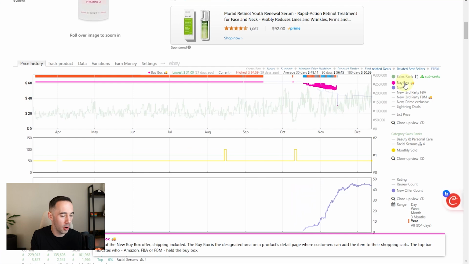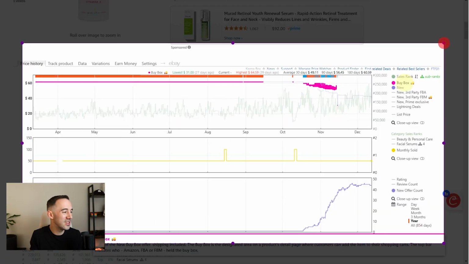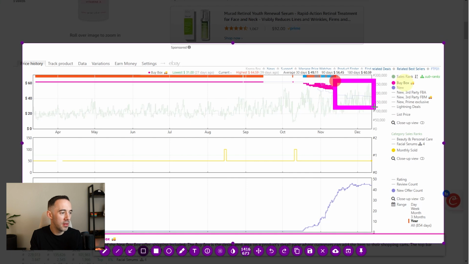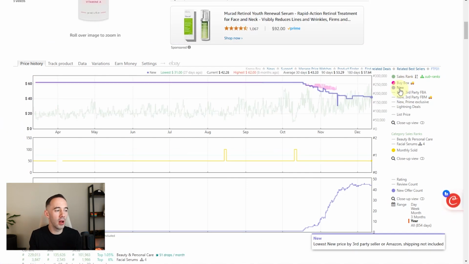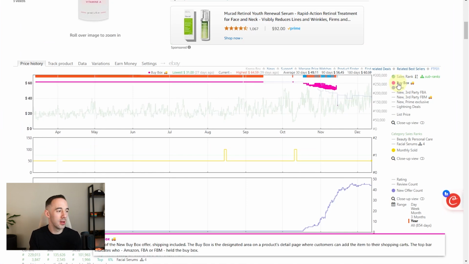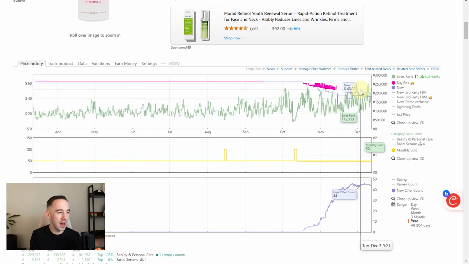But even if I did, what have I noticed? You can see the buy box has actually disappeared. Around this area, there is no pink line. There is no buy box. You can only see that new line. So what does that mean? It means buy box suppressed. The buy box is not showing. And so you can see it happened here and it happened here as well.